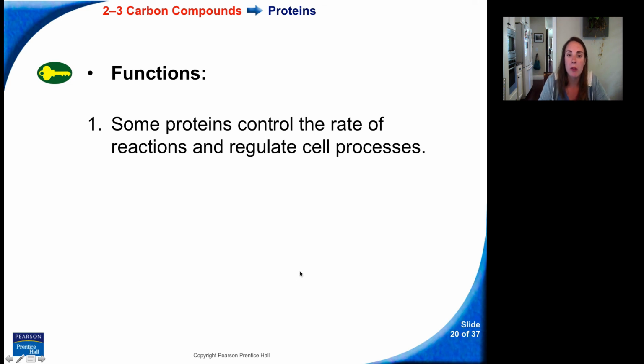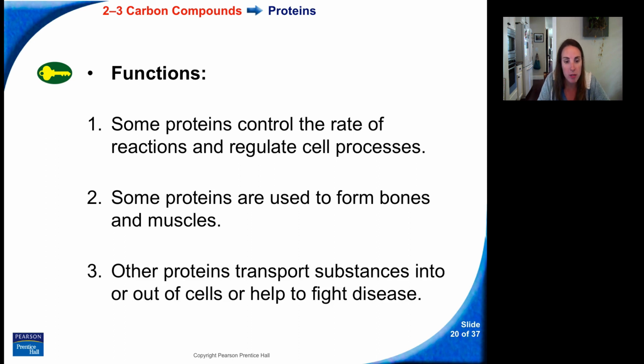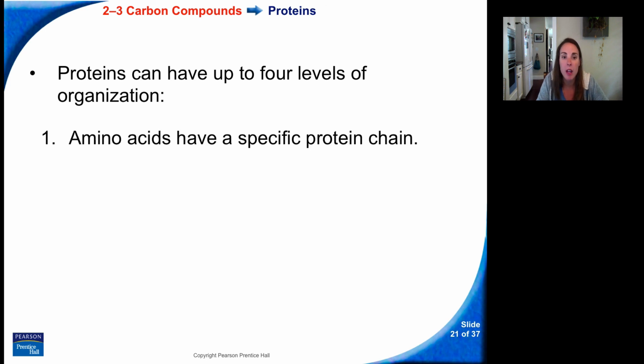So the functions of proteins: some proteins control the rate of reactions and regulate cell processes. So for example, enzymes, which we'll learn in the next section, are examples of proteins. Some are used to form bones and muscles, and other proteins transport substances into or out of cells or help fight disease. Proteins can have up to 4 levels of organization.